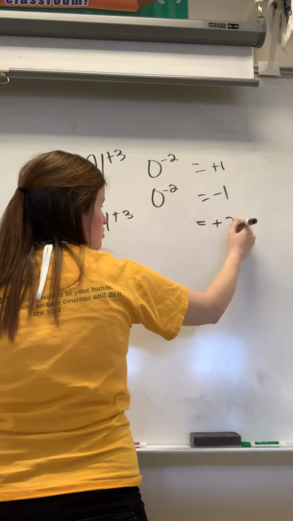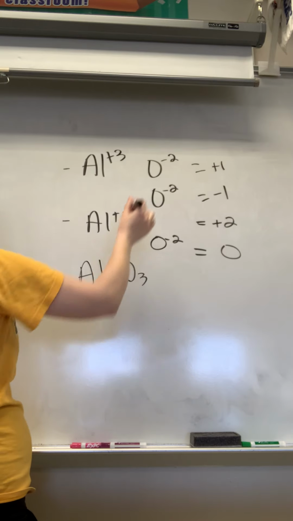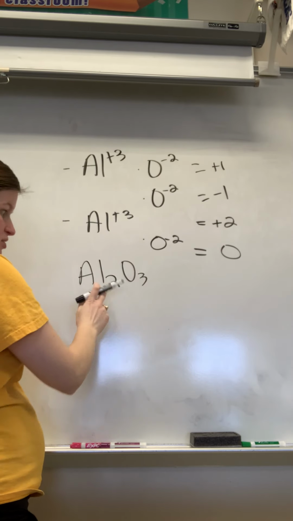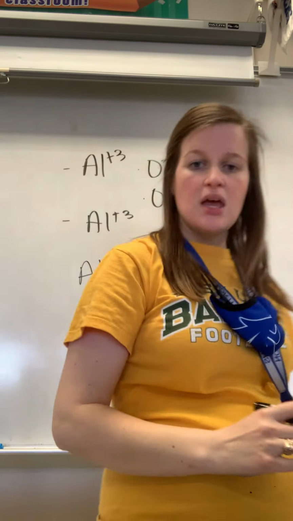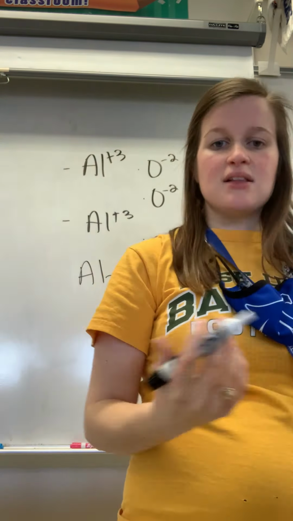Still not there, but now we can see a light at the end of the tunnel, because if I add another oxygen, then that equals 0, right? Because that's a negative 6 plus 6. And so guess what? I still needed 2 aluminums and 3 oxygens. 2 aluminums, 3 oxygens.